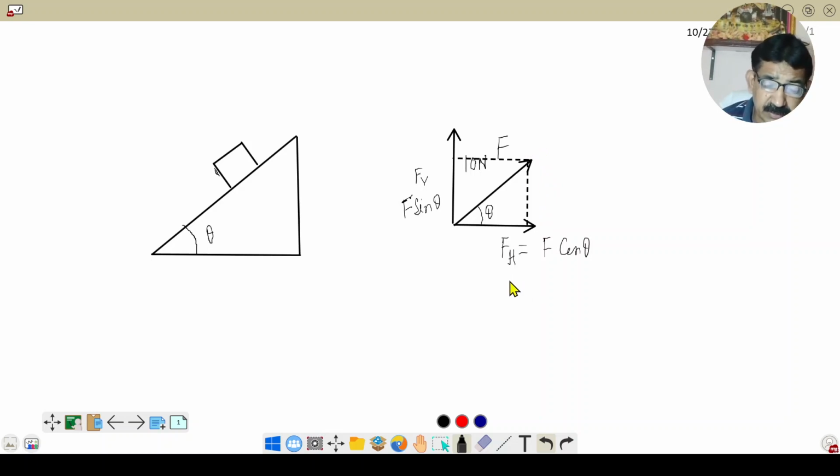We can say Fx along the x direction is equal to F cos theta. Similarly, Fv can be replaced by Fy as this is along the y direction, so Fy is equal to Fv is equal to F sin theta. Perhaps this is clear for all of you. Now we shall apply this principle here.